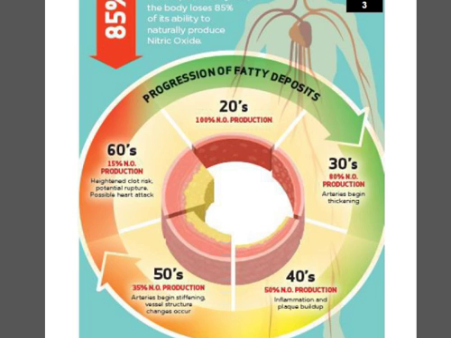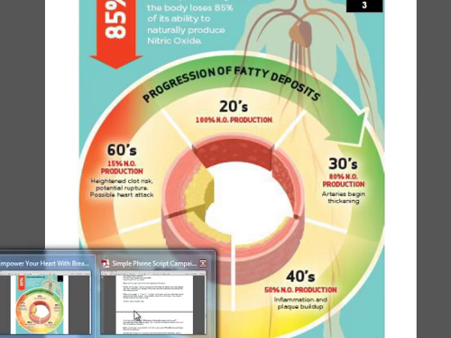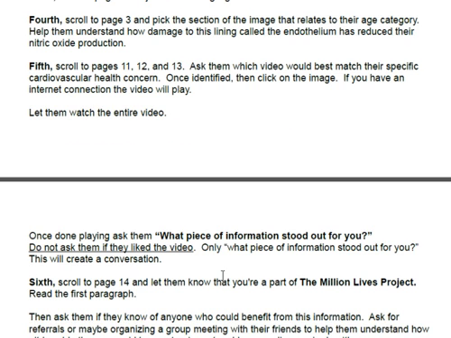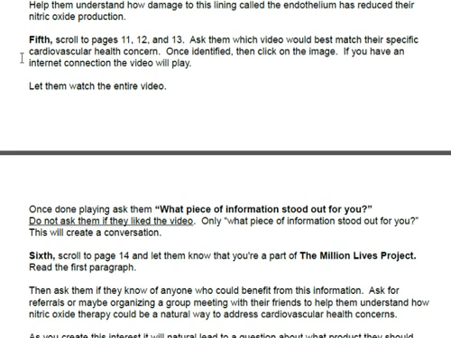Now let's go back to our PDF document on this phone script. What did I just do? I did the fourth aspect. I scrolled to page 3. I picked the section of the image that relates to their age category. I helped them understand how damage to this lining called the endothelium has reduced their nitric oxide production. The next thing I do is go to pages 11, 12, and 13. So I bypass a big section. Show them the information that you're bypassing, but you want to get to pages 11, 12, and 13.